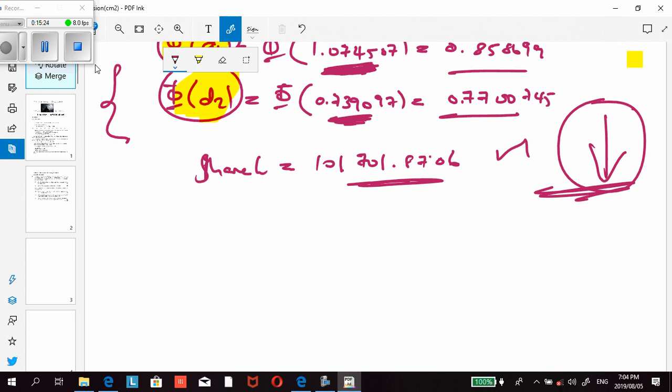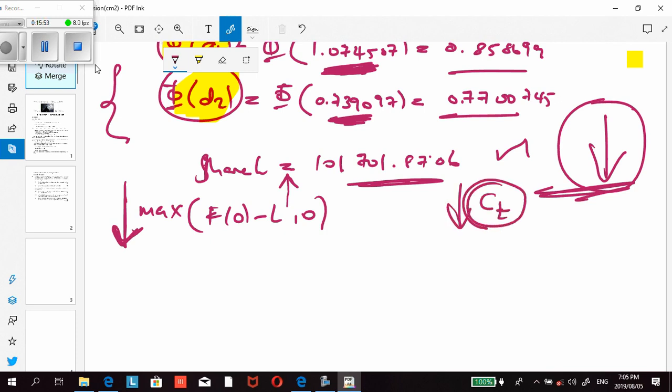Now remember, the payoff of the call option and the value of the call option are directly proportional, which means, what does that mean? The payoff of the call option in this case is f of 0 minus L. If I increase L, that will decrease my payoff, decreasing the value of the call option. And yes, I want the value of the call option to decrease.